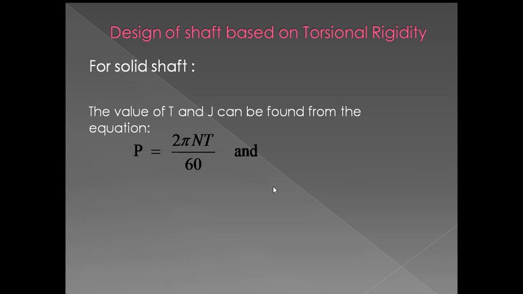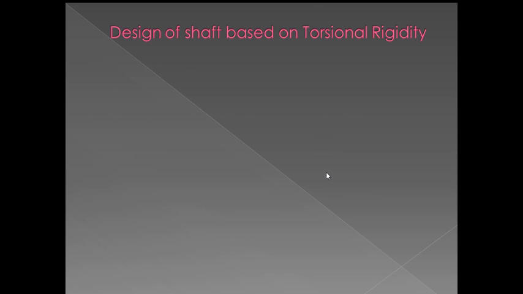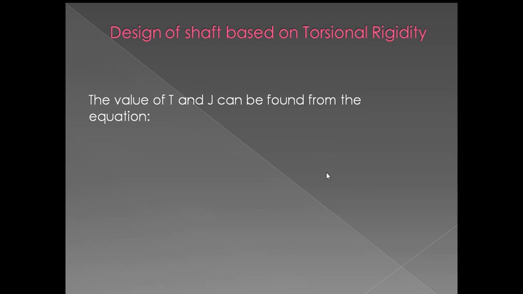So based on the power, you can find the T value. Next, after knowing the J value, we can find the D value. So next one is, for the hollow shaft, the same T value can be found out by P equal to 2 pi N T by 60, and the J value will be changed.